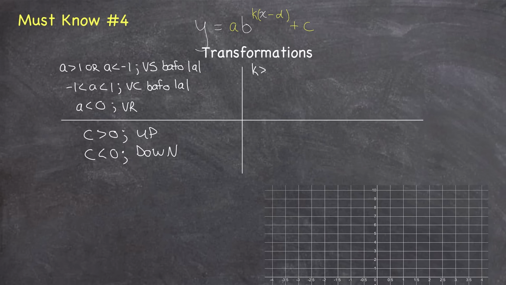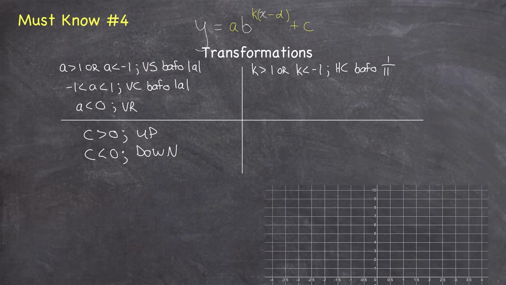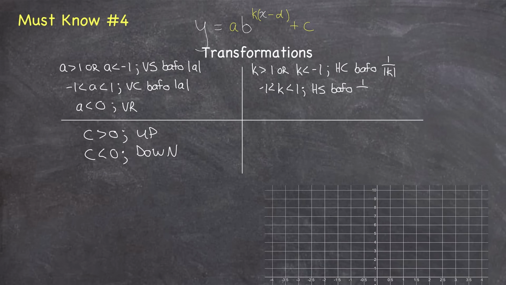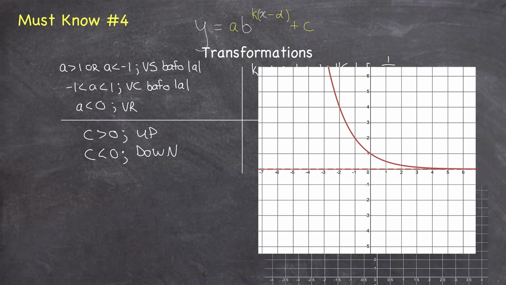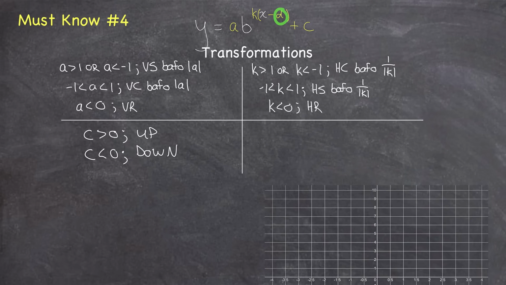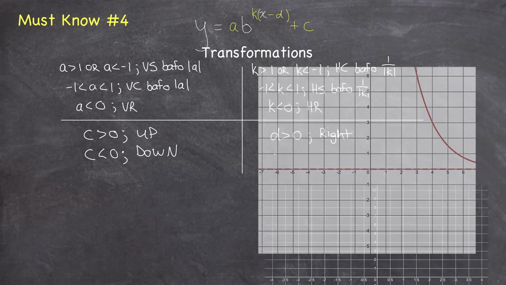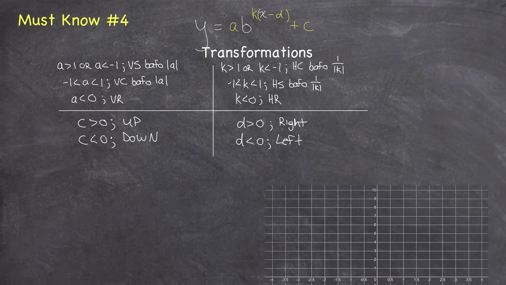If k is bigger than 1 or less than -1, there's actually a horizontal compression by a factor of 1 divided by the absolute value of k. And if k is between -1 and 1, it's actually a horizontal stretch by a factor of 1 over the absolute value of k. And if k is negative, so if it's less than 0, there's a horizontal reflection across the y-axis. And lastly, the d value is what we are subtracting from x. If d is positive, it shifts the function to the right, but if d is negative, it shifts the function to the left.